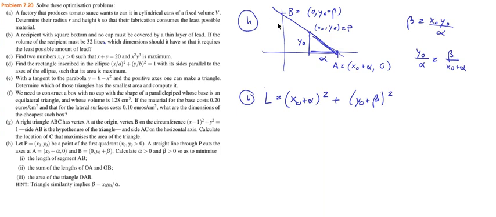Sorry, not beta, this is beta plus y0. So this is beta plus y0, and these two ratios are the same. So if we solve for beta, you have this. So now we can express this length as x0 plus alpha squared plus y0 plus x0 y0 over alpha squared.